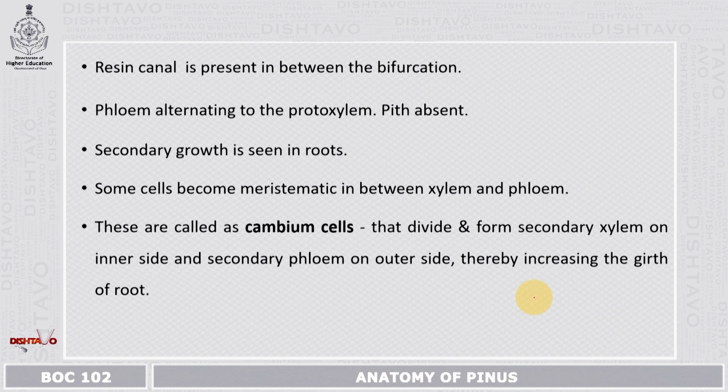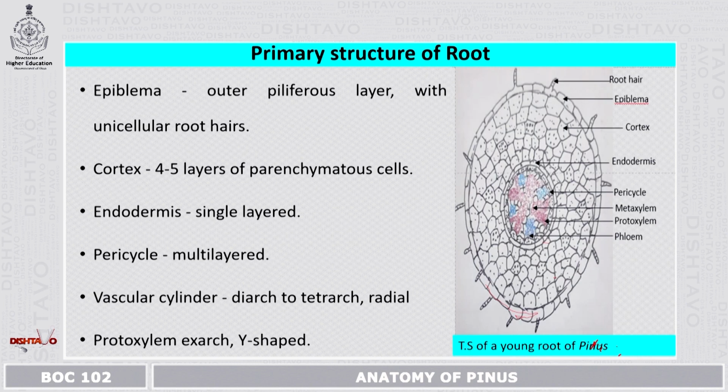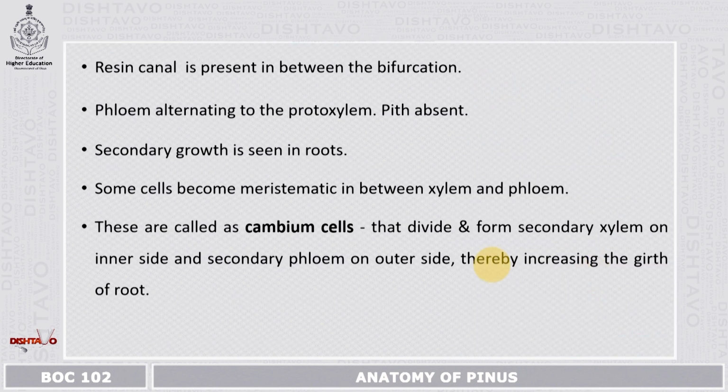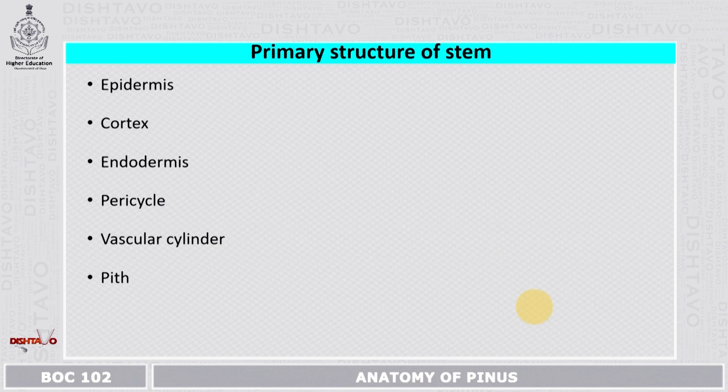There is also secondary growth which is seen in the roots, wherein some cells become meristematic. That is, they start dividing between the xylem and the phloem. These cells are called the cambium cells. These cambium cells divide and form the secondary xylem on the inner side and the secondary phloem on the outer side. And that is how there is an increase in the girth of the root because of secondary growth.